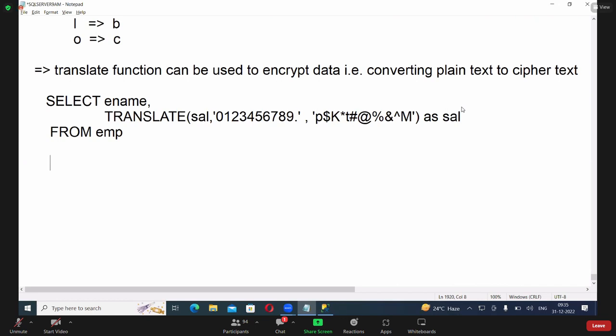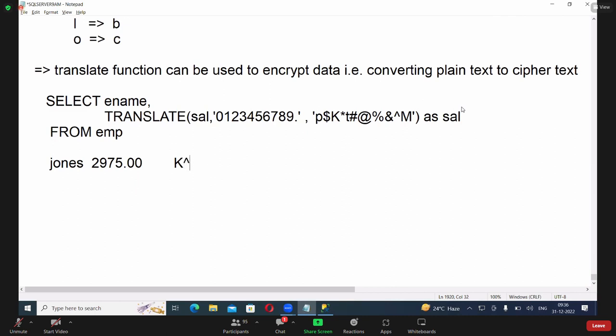Now let's see. Suppose here one employee, Jones, has a salary of 2975.00. Tell me what SQL Server will display. What will this query display? 2 means capital K. 9 means cap. 9 means cap.